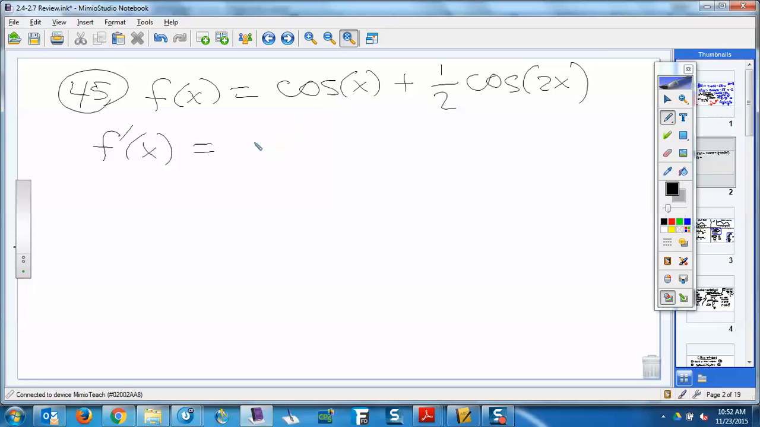So what's the derivative of cosine? Negative sine. So derivative of cosine is negative, so that's going to turn to a minus sine x. What happens to the half? It just hangs out? Yeah, but we're going to kick out a 2, so that'll cancel the half. So it'll end up just being sine 2x.